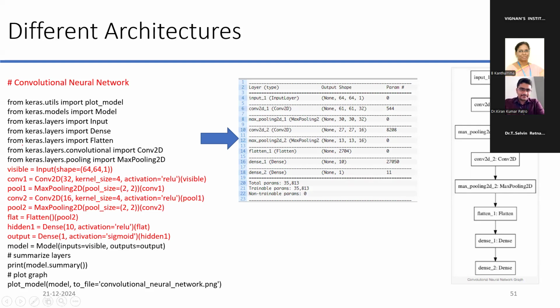On the right side, you will observe the summary graph of the convolutional network: input layer, convolution, pooling, flatten, dense, and dense. The last dense layer is the classification layer. It classifies which label your image corresponds to.